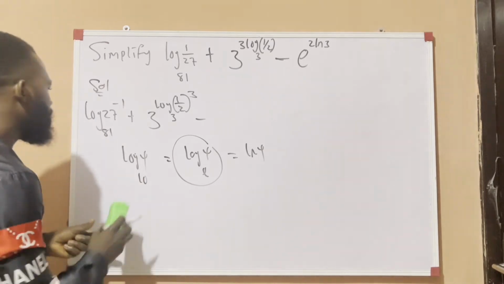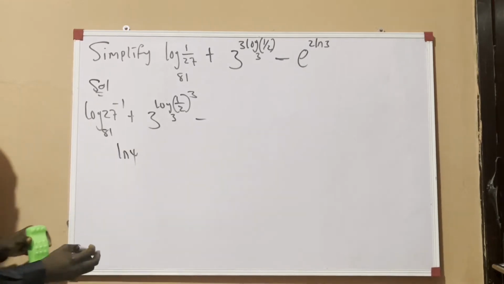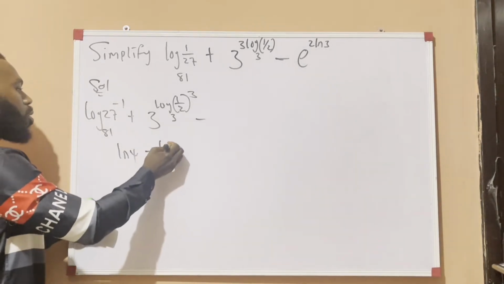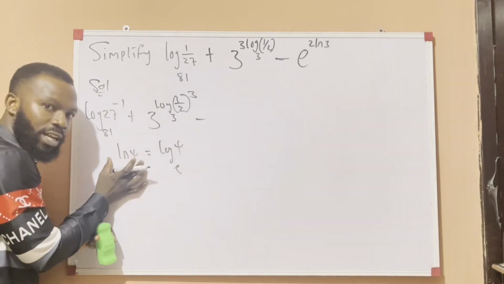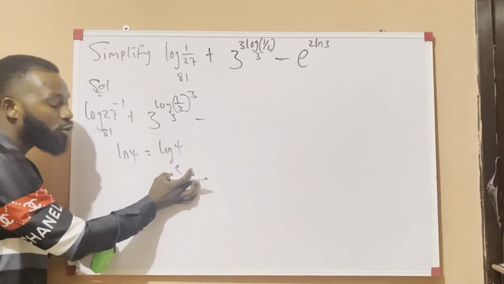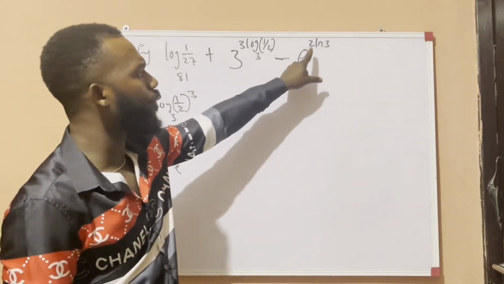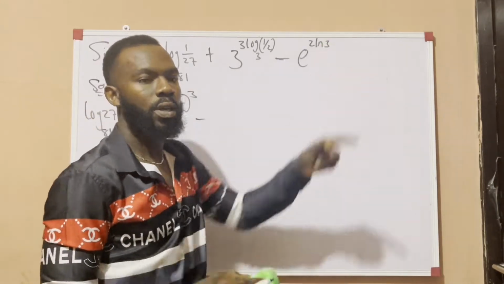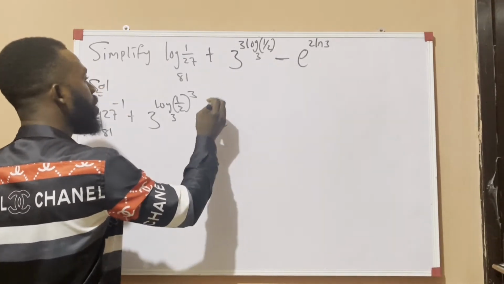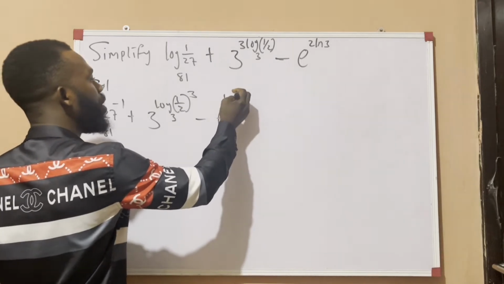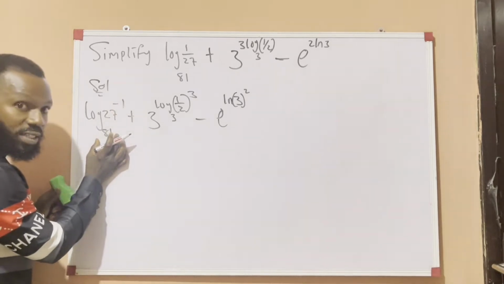So if I have something like ln 4, in log form it simply means log 4 to the base of e. Are you with me? This is ln 4 in natural log. In log form, it becomes log 4 to the base of e. Now, let us see what we can do. First of all, let us take 2 up, just the way we took 3 up. So here becomes minus e raised to the power of ln 3 raised to the power of 2.